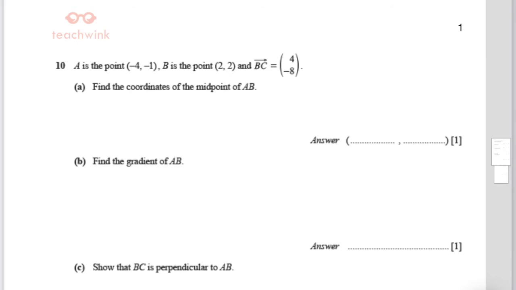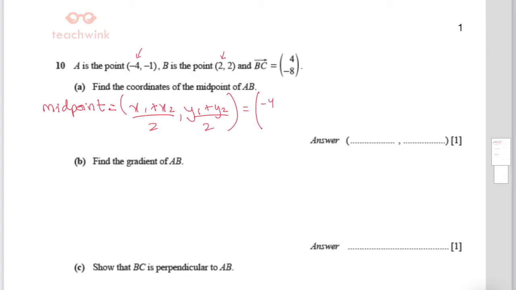So let's start. A is the point (-4, -1), B is the point (2, 2), and the vector BC is (4, -8). Find the coordinates of the midpoint of AB. The formula for the midpoint is (x1 + x2)/2 and (y1 + y2)/2. Now what is y1 and x1 and what is y2 and x2? We look at the values over here. So x1 is this and x2 is this.